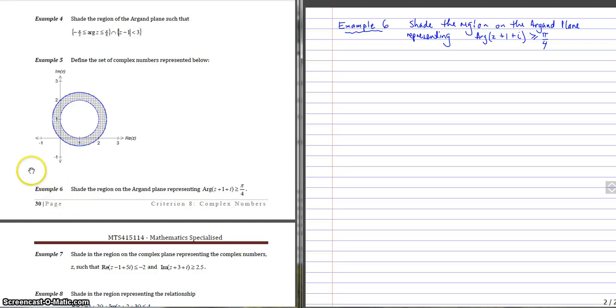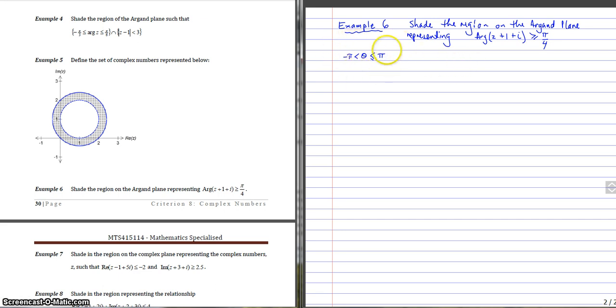Right, we're looking at example 6 now. Okay, and we want to shade the region on the Argand plane representing our inequality here. There's a couple of things to notice when we look at this. First of all, our arg has a capital A, which means that we're looking at the principal argument, which remember means that the domain is between negative pi and pi.